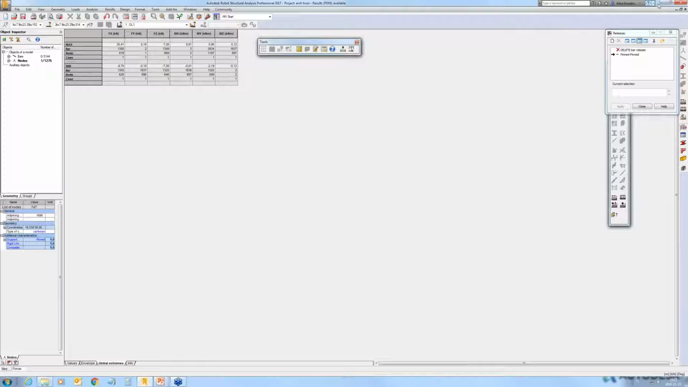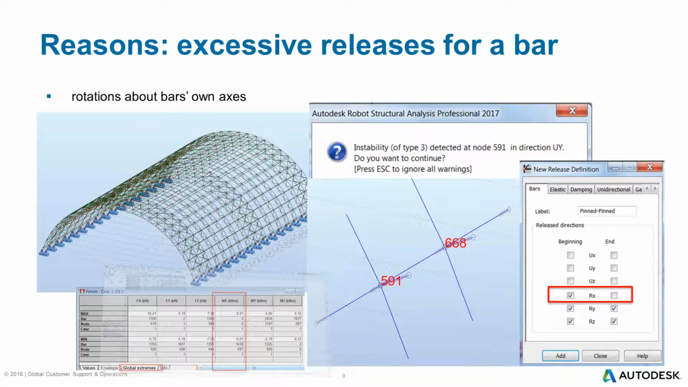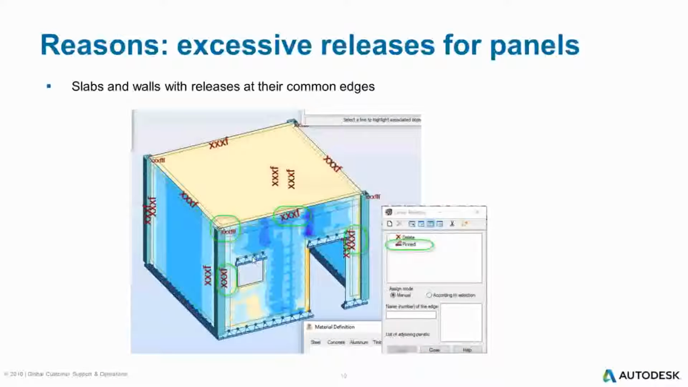Okay, so let's go back to the presentation. Another cause of instability may be the excessive use of linear releases. Such a situation often happens with the attempt to model masonry walls, as shown on this slide. The concept is no tension in the walls, so we apply releases, but actually you should not apply releases for both panels along their common edge.